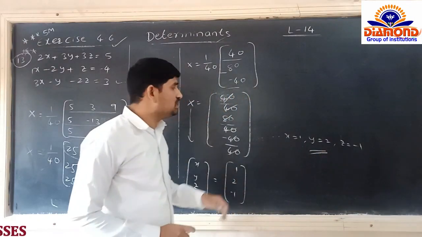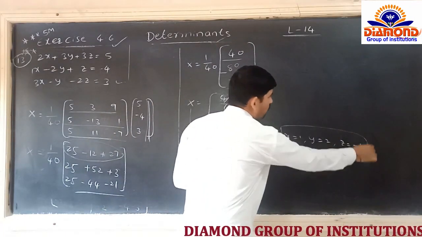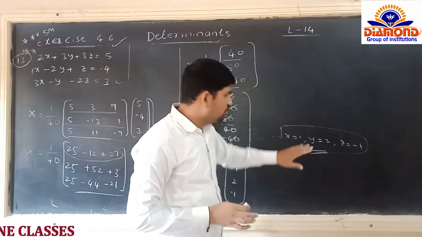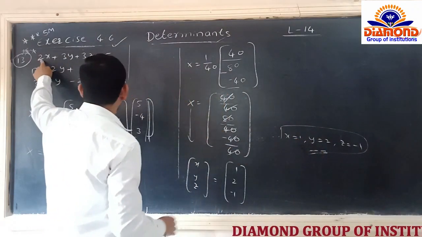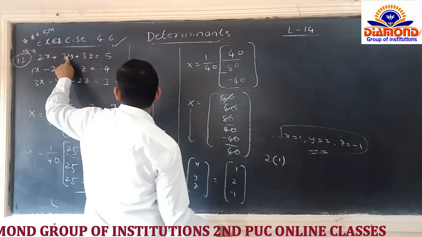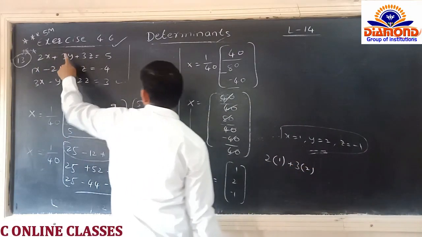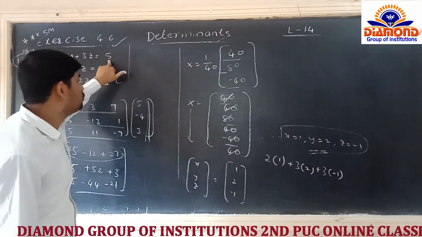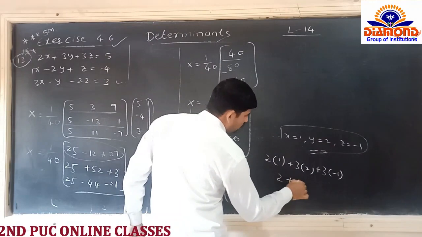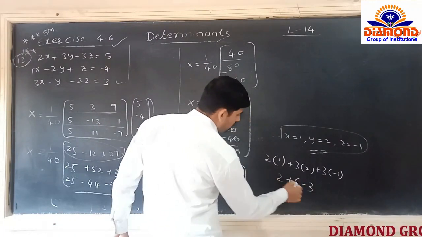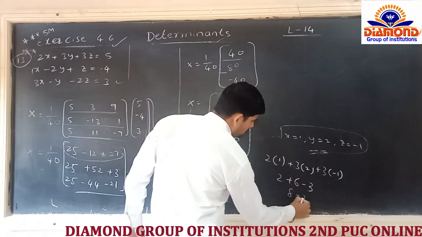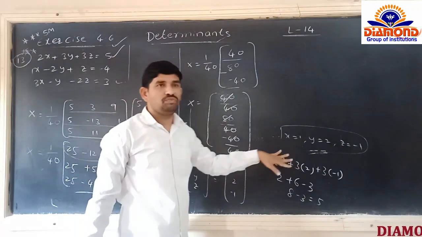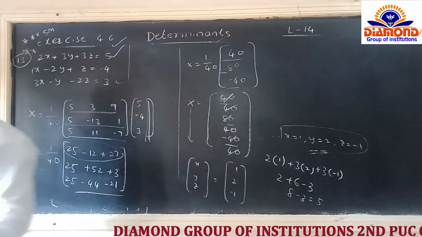Okay, if we are feeling somewhere we are making a mistake, whether the solution is correct or wrong, we can make the verification also. Put all the X, Y, Z values here. In place of X we write 1, plus 3 into 2, again 3 into minus 1. We have to get the right hand side value, that is 5. See here, 2 into 1 is 2, 3 into 2 is 6, minus 3. Finally we got 2 plus 6 is 8, 8 minus 3 that is 5. So we got the RHS. So we can say our solution is the perfect solution. Now we can see the next question.